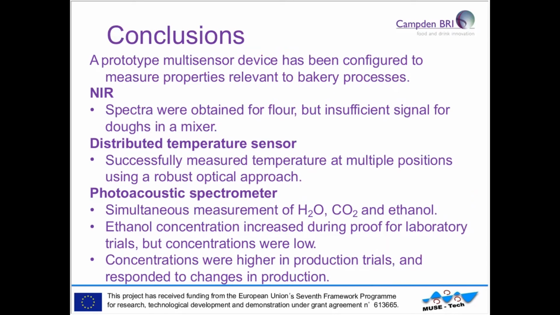So that's the final data I want to present. In conclusion, we have built a multi-sensor device within the project, and it's been configured for bakery processes, and we've assessed several applications of that. For near-infrared spectroscopy, we were hoping that we would be able to measure something useful about dough in a mixer. Works nicely for flour, but unfortunately for the mixer, we're struggling for signal strength with this particular design of spectrometer.